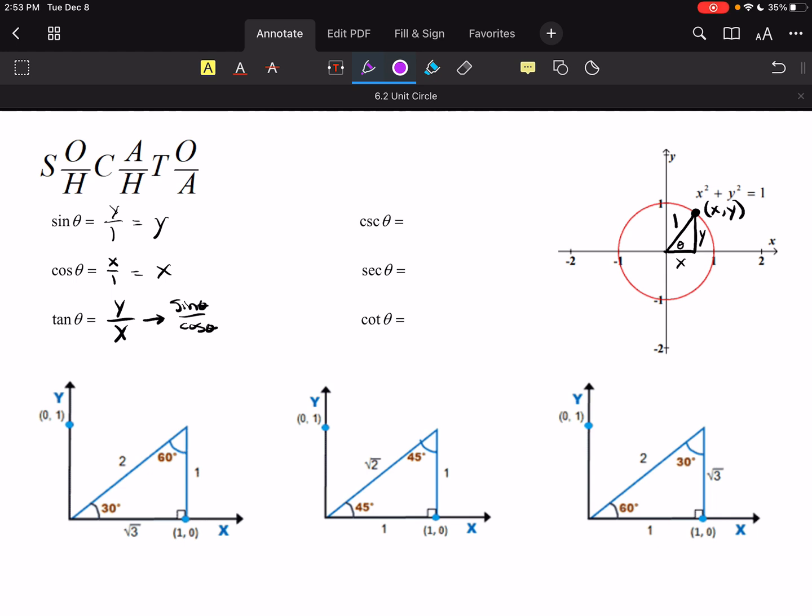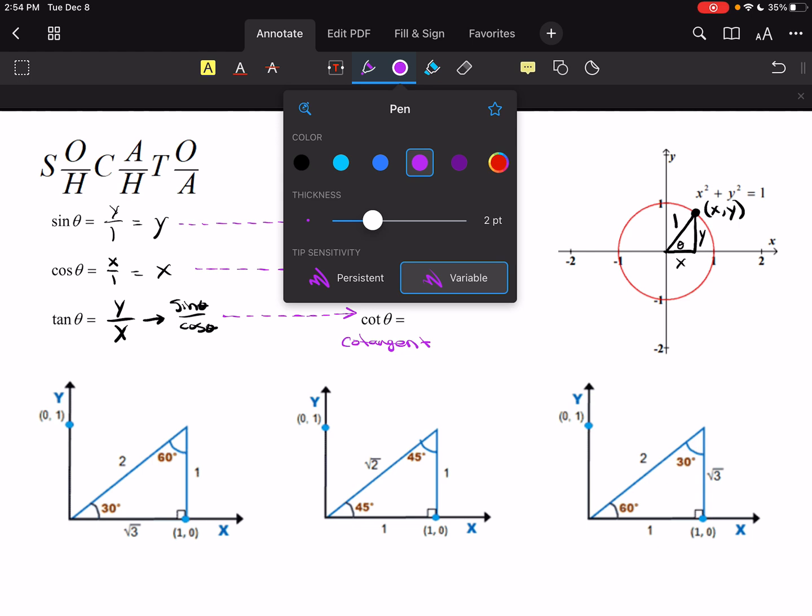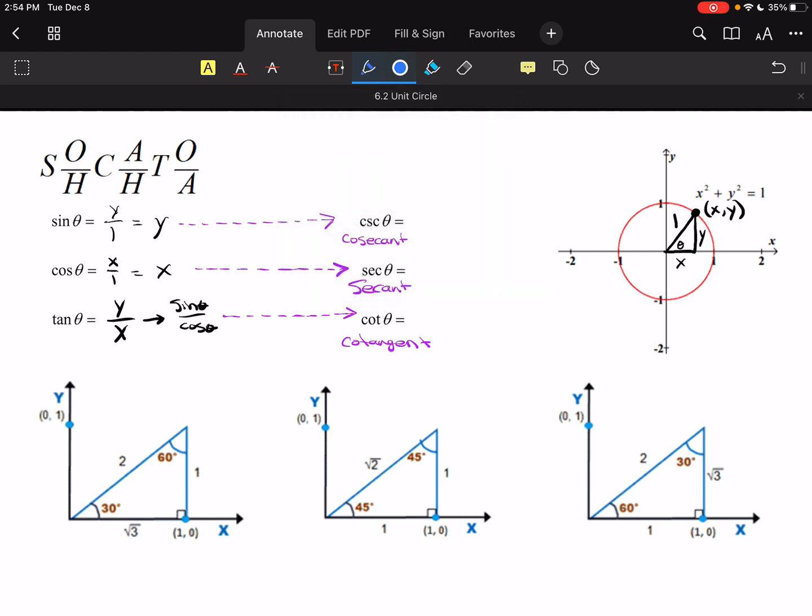Now, looking at the three trig functions on the right here, we have cosecant, secant, and cotangent. And these are related. So sine and cosecant are related, cosine and secant are related, and tangent and cotangent are related. And the way we identify them is that we take the reciprocal.